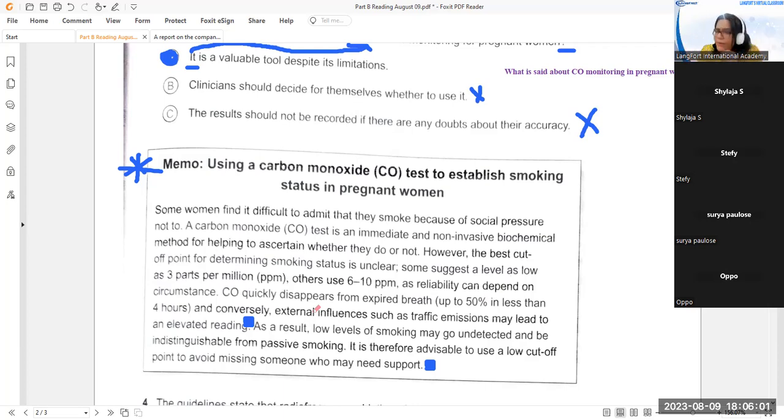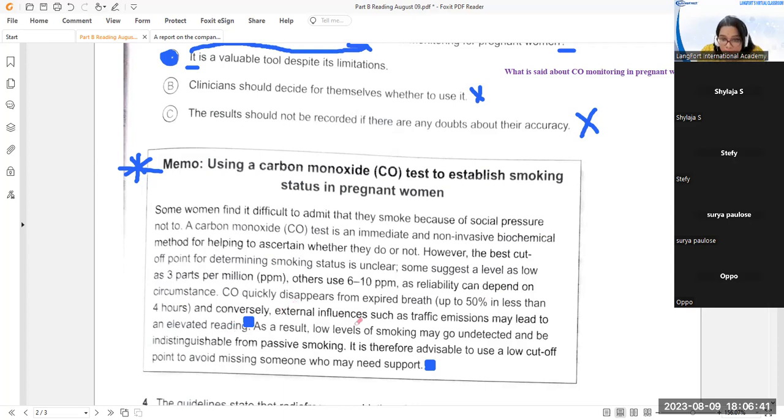People have smoked, or some kind of exposure to CO has happened, but carbon monoxide quickly disappears through someone's breath when they exhale. That is one difficulty. On the other hand, if a person has been exposed to traffic emissions, vehicular smoke, the reading can be high. That doesn't mean they smoke. When the carbon monoxide test shows a high reading, sometimes it does not mean that they smoke. It means they have been exposed to traffic emission. So that is another problem.